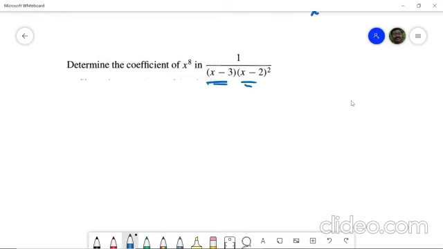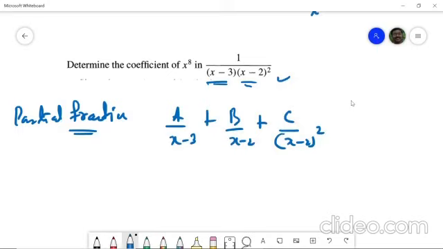Now I'll teach you another approach, using partial fractions. So you can use many methods. I am going to teach you the partial fraction approach to solve this problem. For that I'll write this term in terms of partial fractions. So I'll write this as a by x minus 3 plus b by x minus 2 plus c by x minus 2 the whole square. We have studied this partial fractions approach in your calculus classes in your lower semesters. So you will find the value of a, b, c.